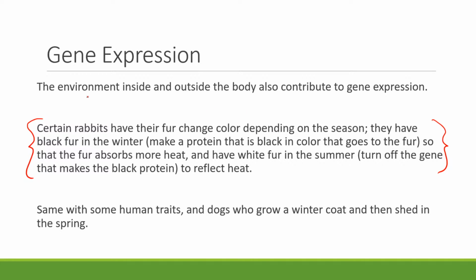And so there's outside influence. The environment inside and outside the body can trigger genes to turn on and off. So, oh, it's wintertime. The environment is changing to reflect that it's wintertime. I need my fur to be black so that I can absorb more heat, or I need my fur to be white so I can match the snow. Or I need to shed my winter coat because it's getting closer to the summer, or I need to grow a thicker coat because it's getting closer to the winter. Some of our traits can just be turned on and off depending on what we need from our bodies.